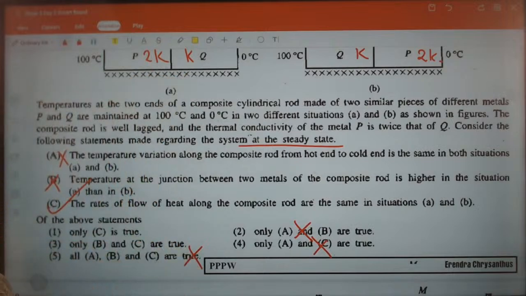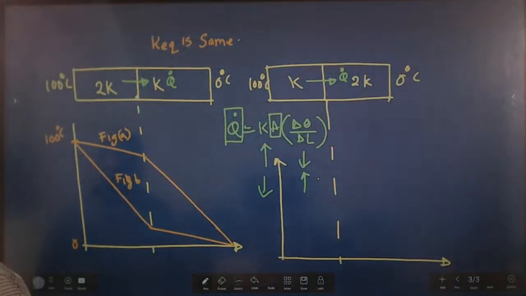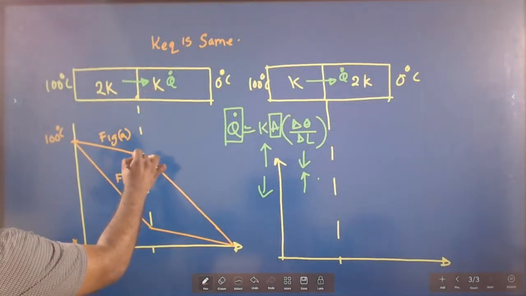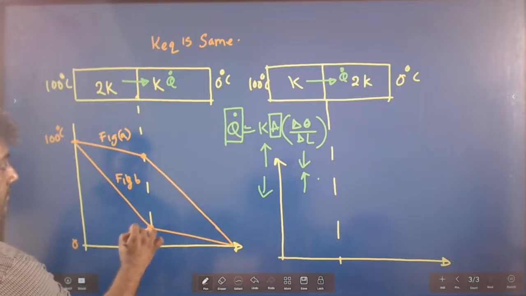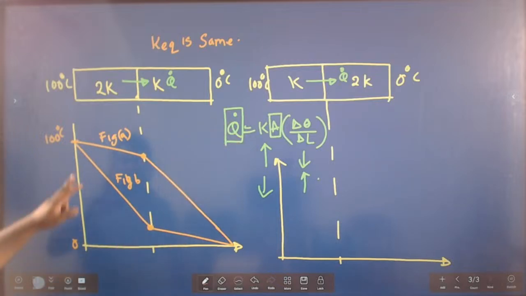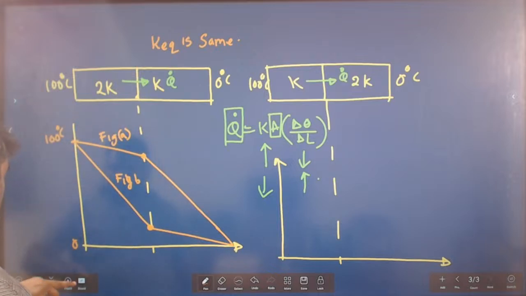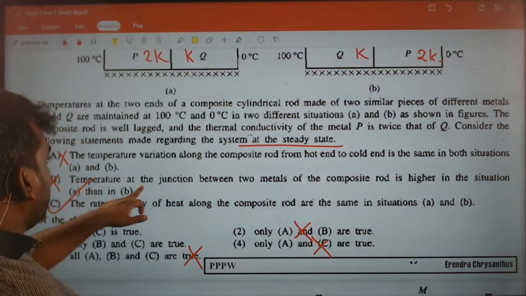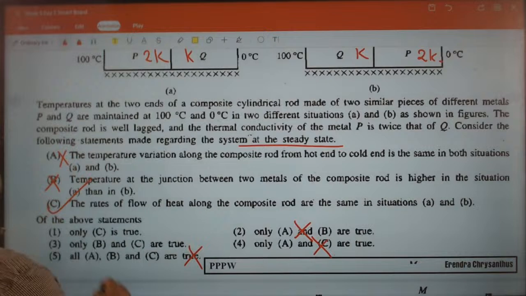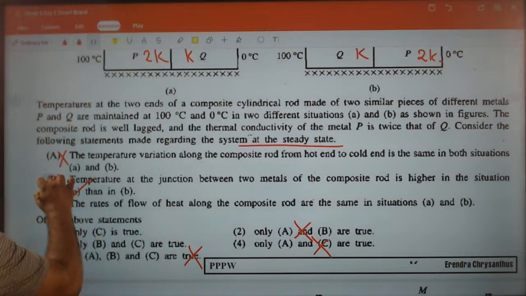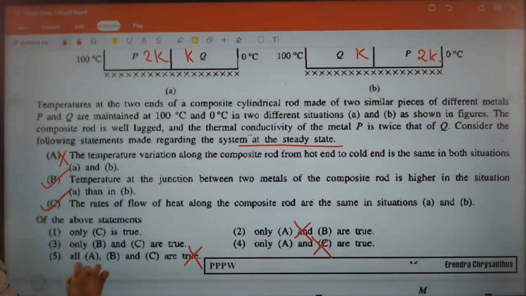2K K, if you want, go back and see. K 2K only is higher. Oh, sorry. Again the question: figure A is higher. Yes, correct. If they are asking higher temperature, yes, this is correct. Higher temperature, rate of flow of heat same. B and C correct. So temperature at the junction between two metals is higher in situation A.